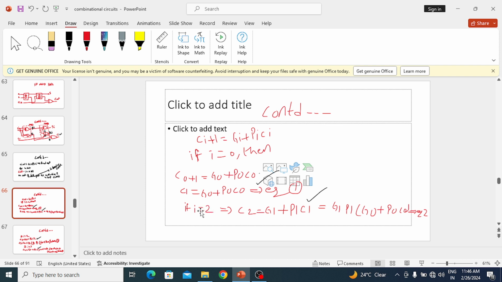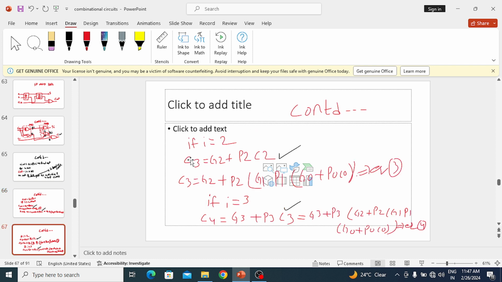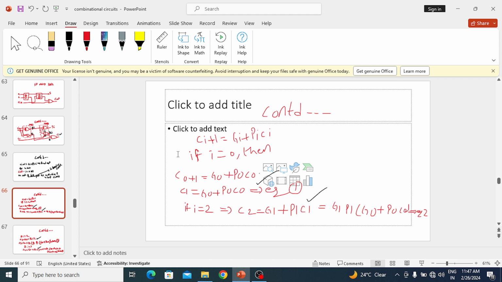Now I will substitute i equal to 1. Then it will become C2 equals G1 plus P1 C1. Now in this, I can substitute the C1 equation. It will become like this: G1 plus P1, and this whole C1 I will write here, G0 plus P0 C0. Right.